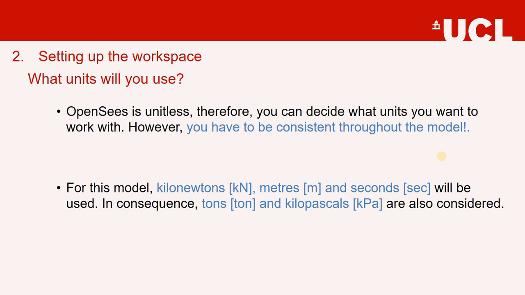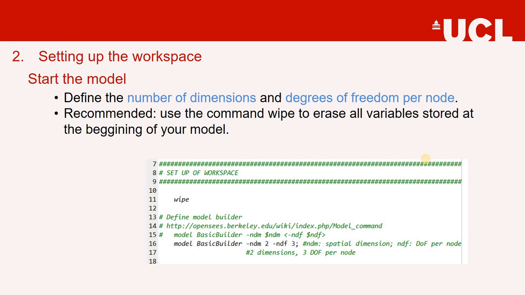So the first step to write the model would be to define the dimensions and degrees of freedom per node. They are done by using the command model and basic builder. In this case, ndm represents the number of dimensions, ndf the degrees of freedom per node. For my case, two dimensions, horizontal and vertical, and 3 degrees of freedom. That would be displacement in the horizontal axis, displacement in the vertical axis, and rotation about the transversal axis. Other options for this could be one and one for a one-dimensional problem, like for example, axial deformation of a truss element.